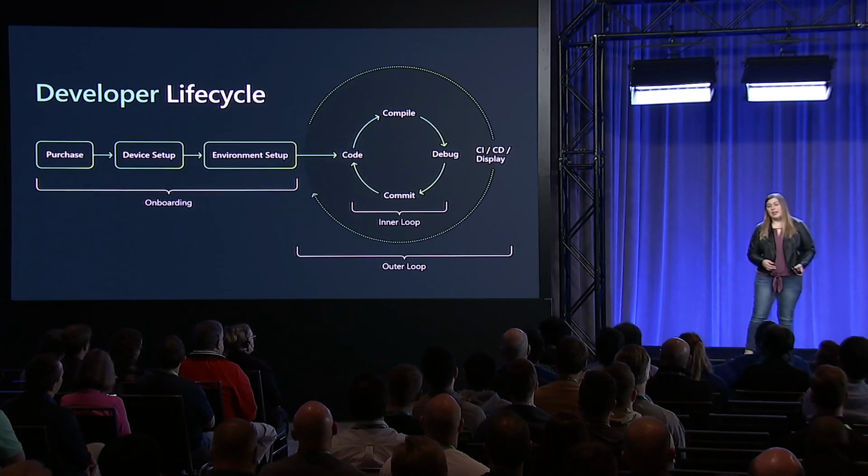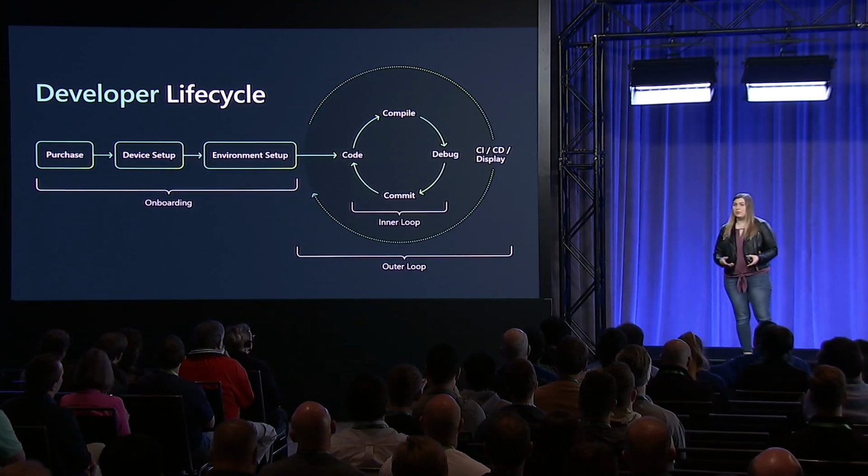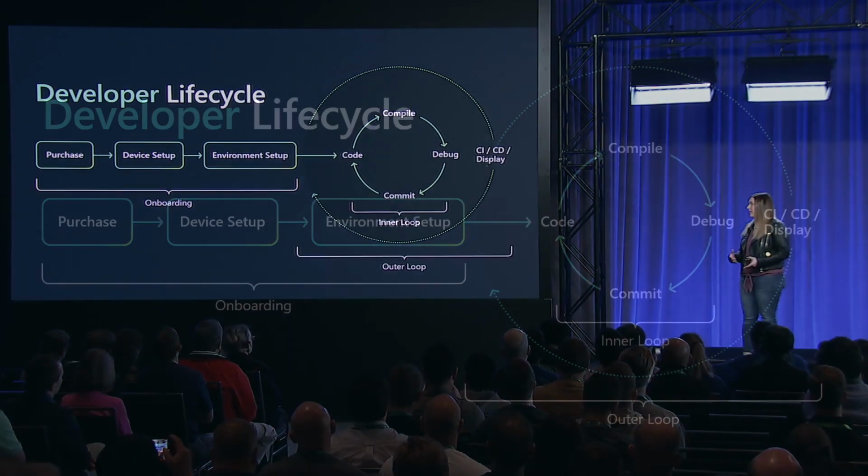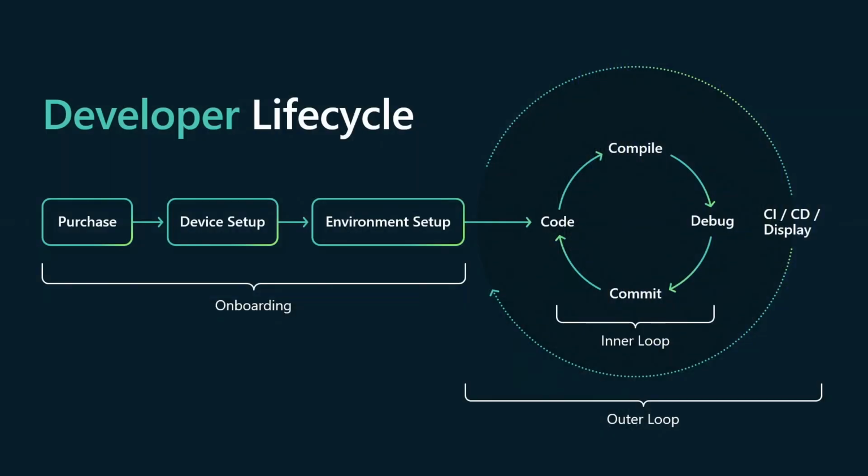Once you're done in that inner loop, you go into the outer loop. So this is where your team is. This is where your CI/CD pipelines are. And this is where your code is ready to be pushed out, and then it gets reviewed and then sent out afterwards. So we have a lot of great features that we've tried to address on each of these three phases of the lifecycle with DevHome.